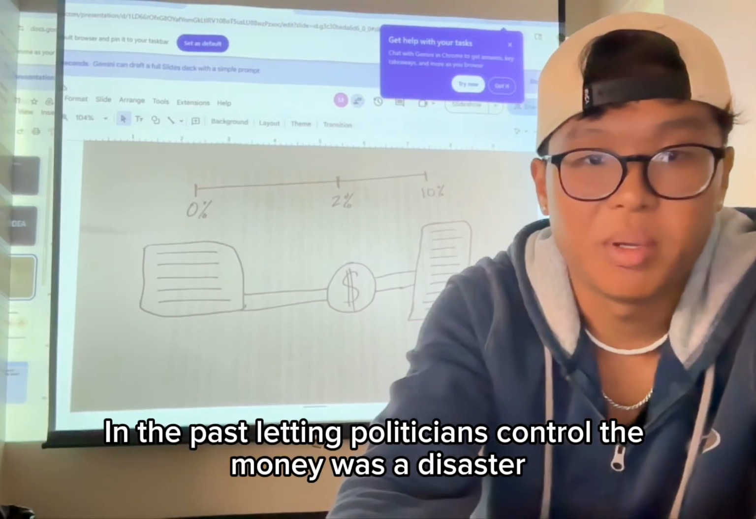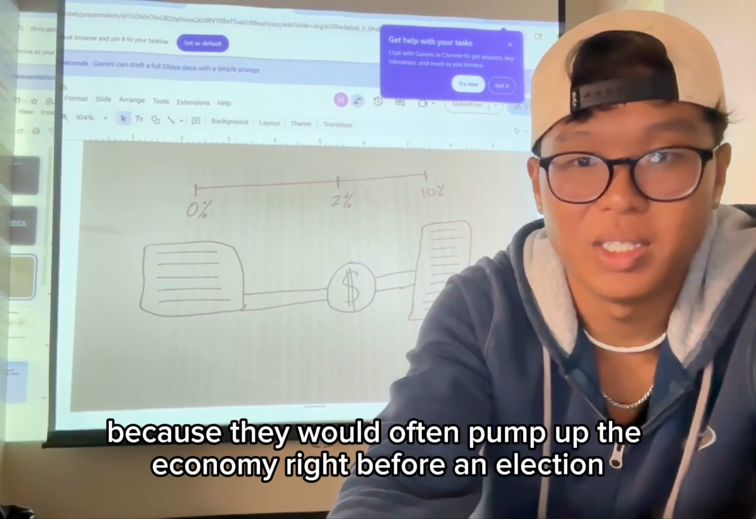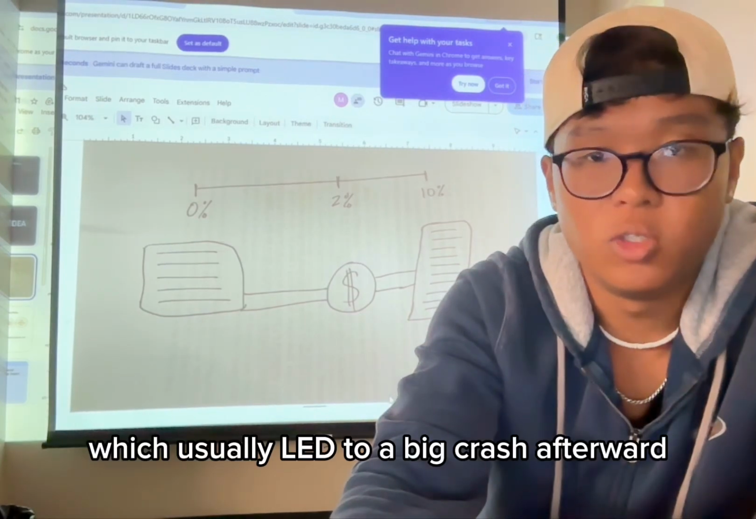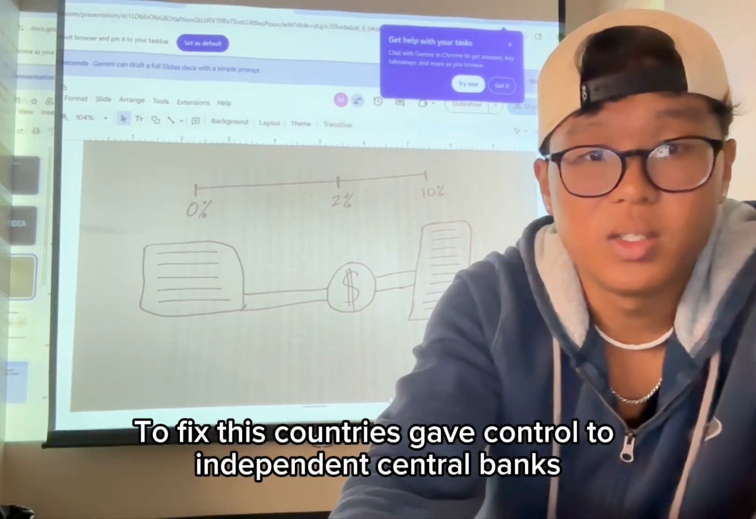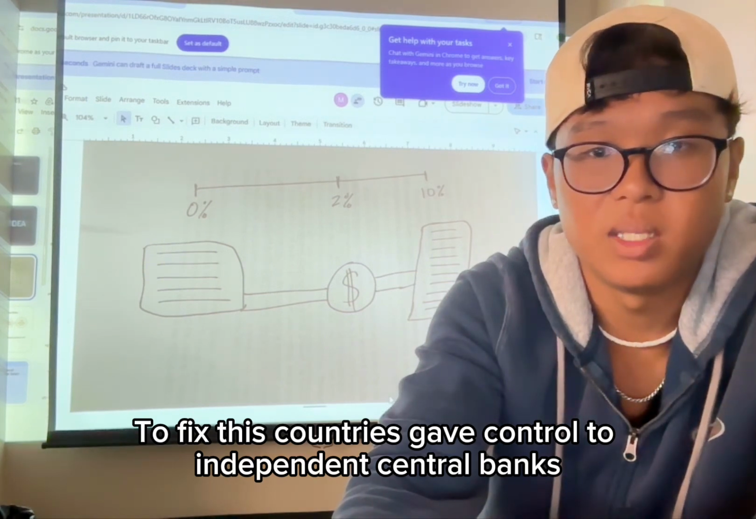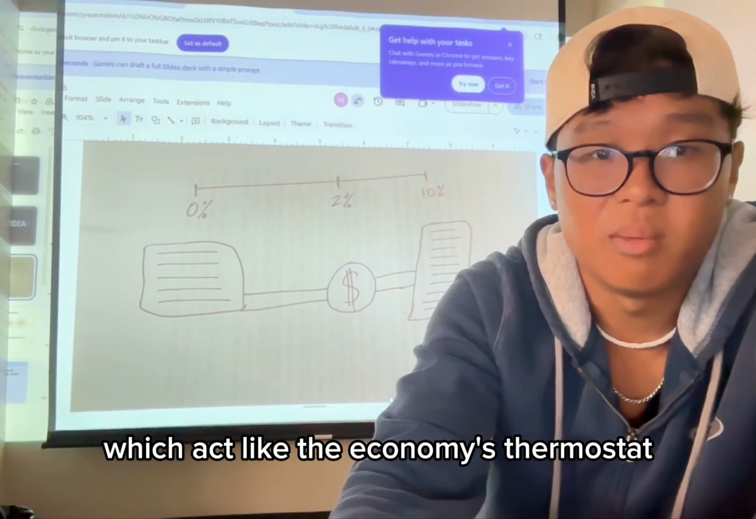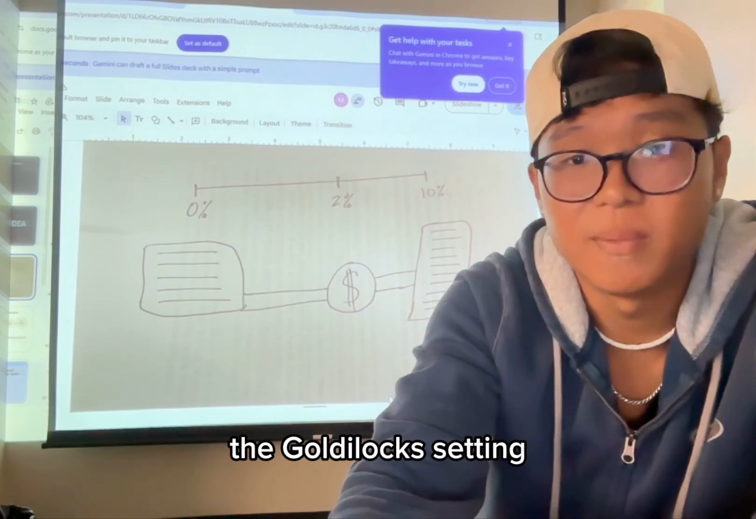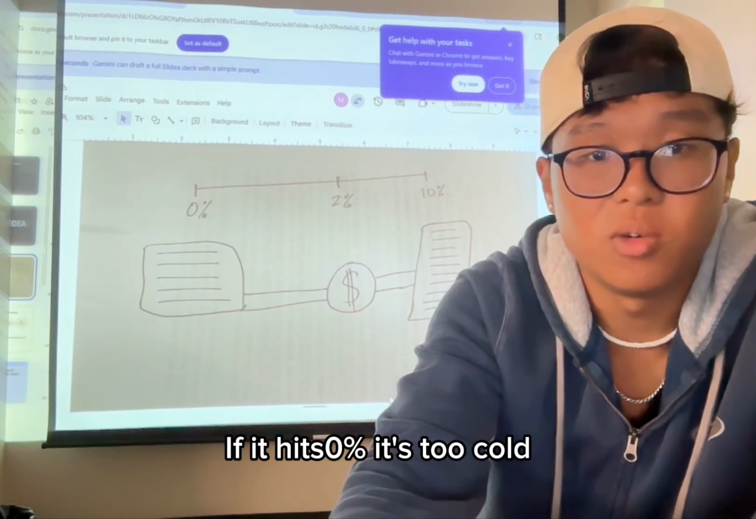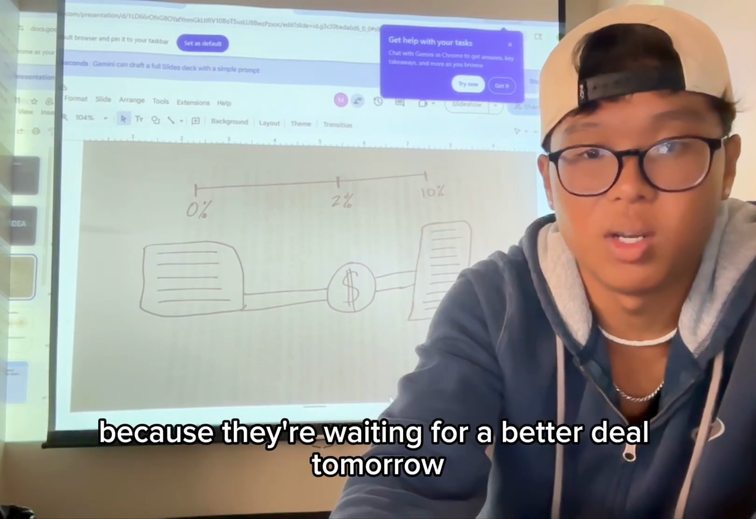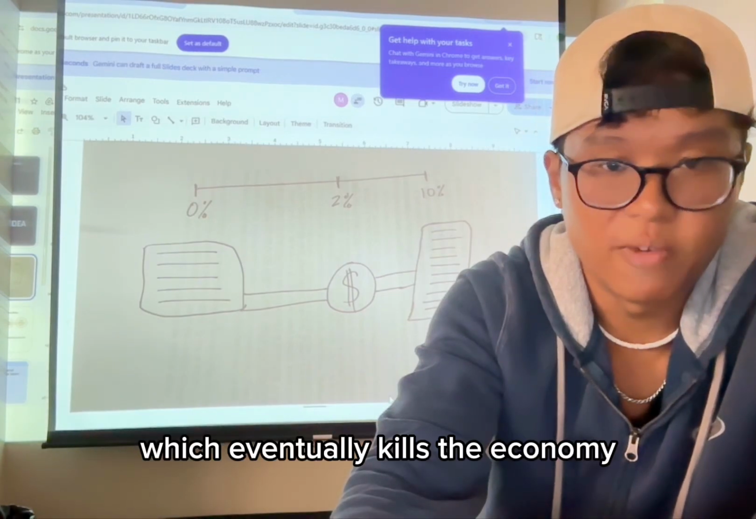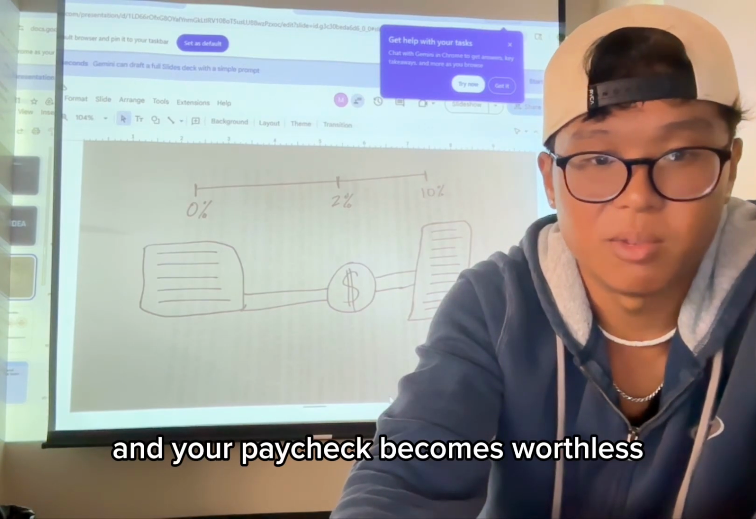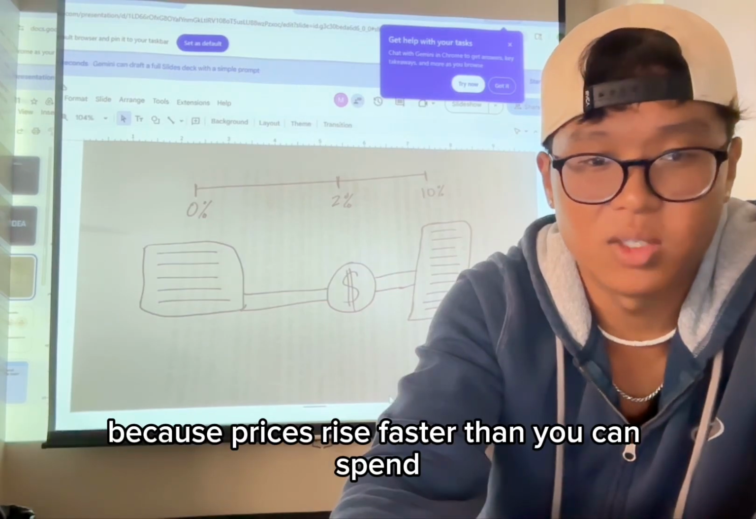In the past, letting politicians control the money was a disaster because they would often pump up the economy right before an election to look good, which usually led to a big crash afterward. To fix this, countries gave control to independent central banks, which act like the economy's thermostat. Their goal is to keep inflation at 2%, the Goldilocks setting. If it hits 0%, it's too cold. Prices drop and people stop buying because they're waiting for a better deal tomorrow, which eventually kills the economy. If it hits 10% or more, it's too hot and your paycheck becomes worthless because prices rise faster than you can spend.